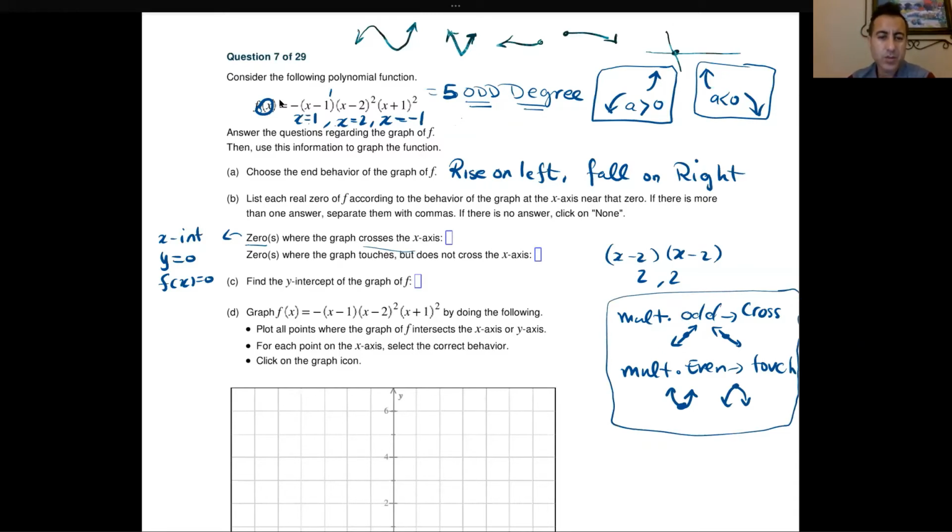All right, so for crossing we have a 1, so we will cross at 1. For touching it's 2 and -1, so we can say -1 and 2.